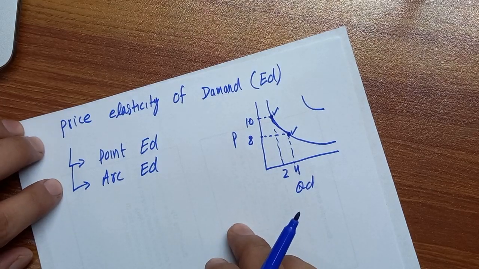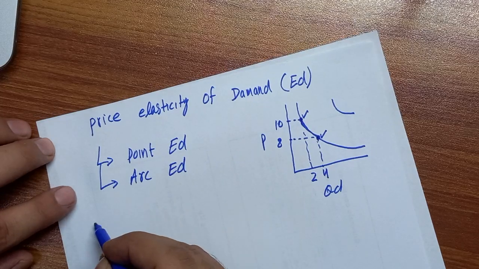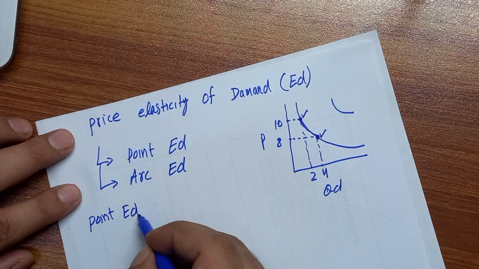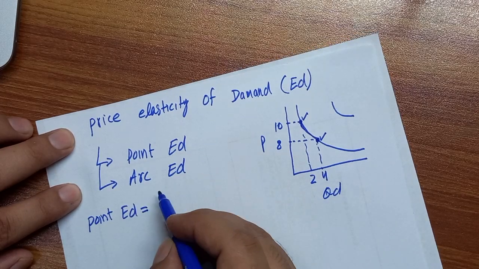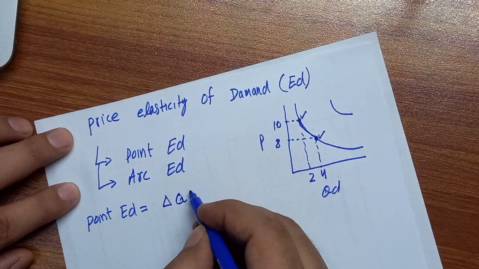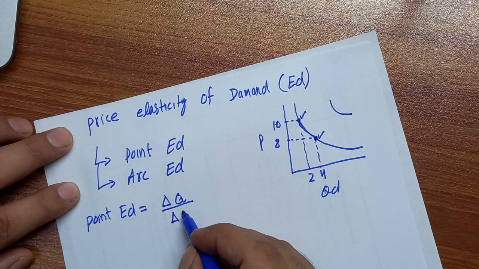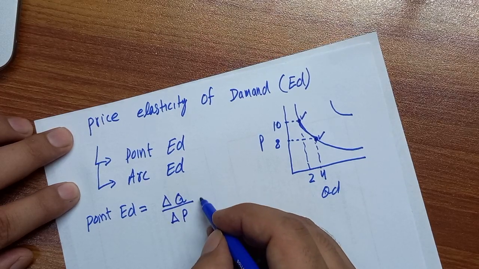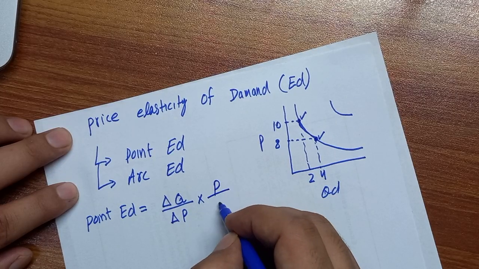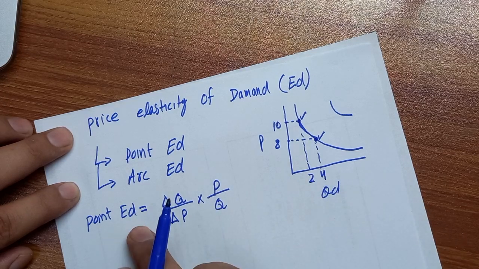So now we have different formulas for these two elasticities of demand. Point elasticity of demand is equal to change in quantity divided by change in price, multiplied by price divided by quantity. So this is the formula for point elasticity of demand.